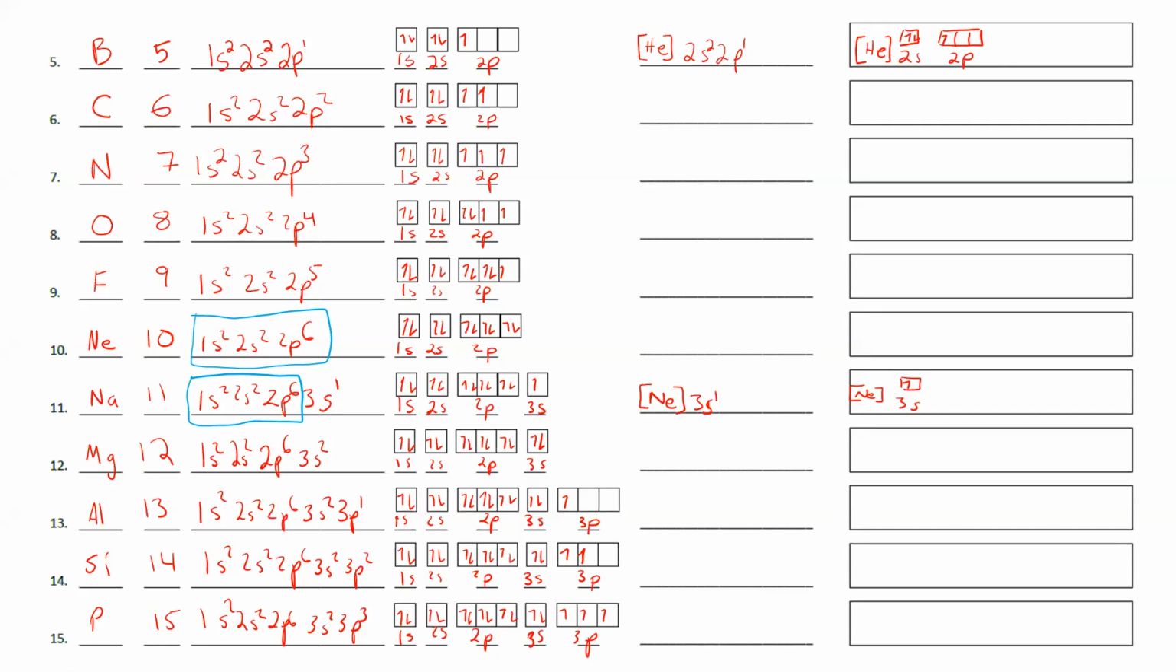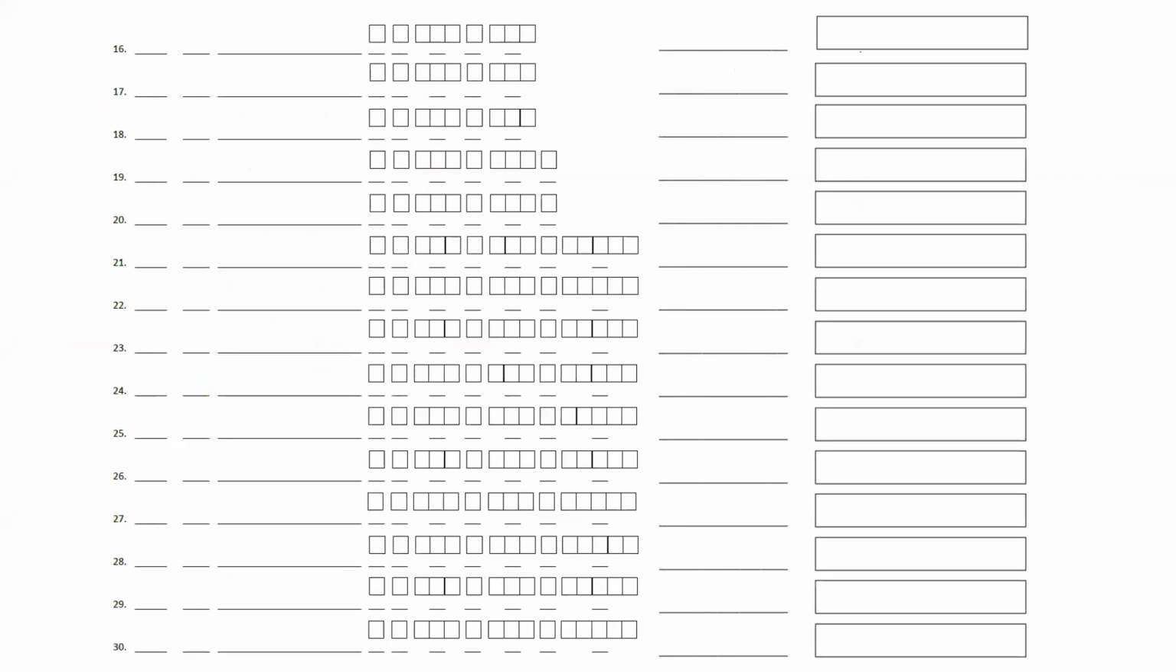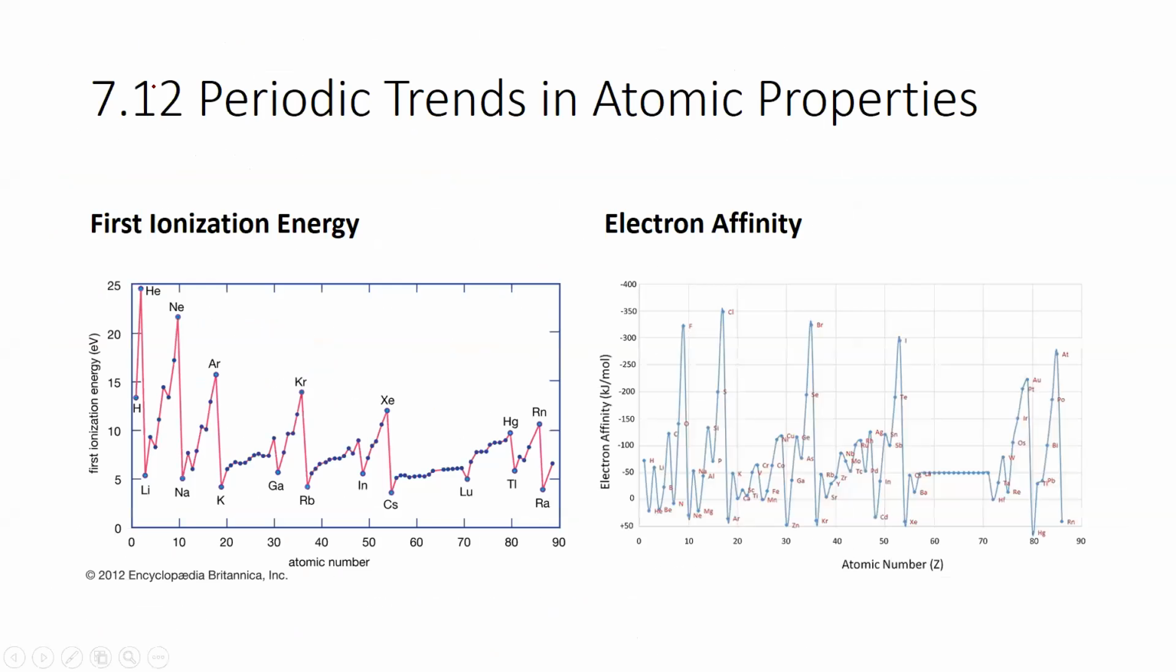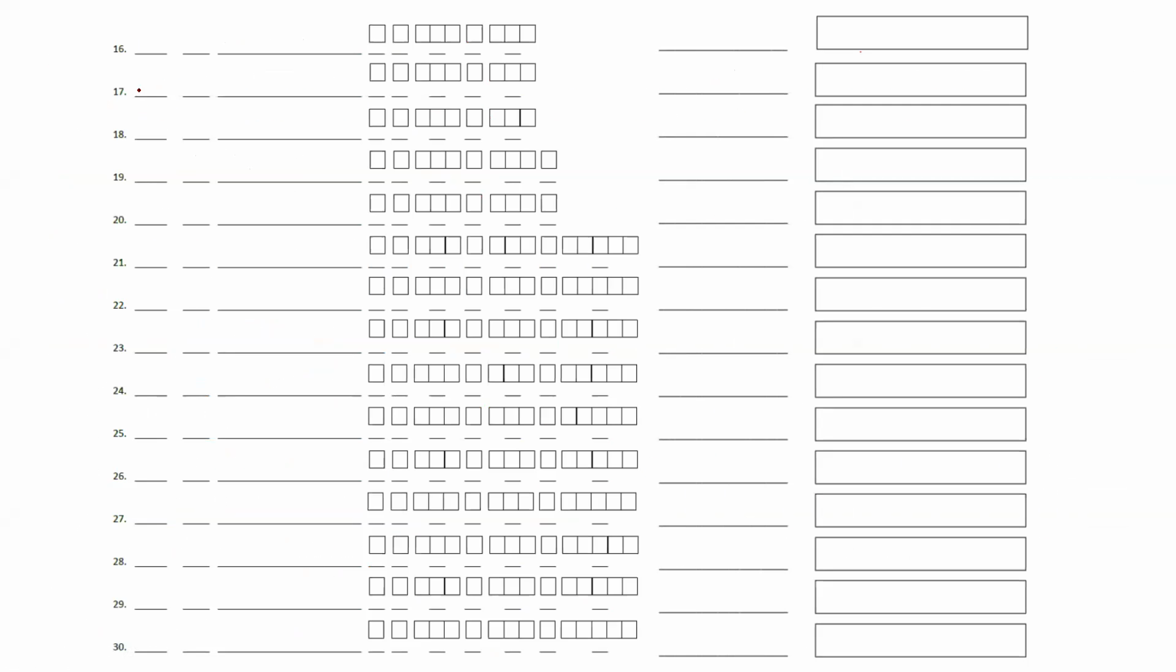The next one we'll do will be sulfur. So sulfur is up here, right, which has a total of 16 electrons in it. So it's 1s2, 2s2, 2p6, 3s2, 3p4.